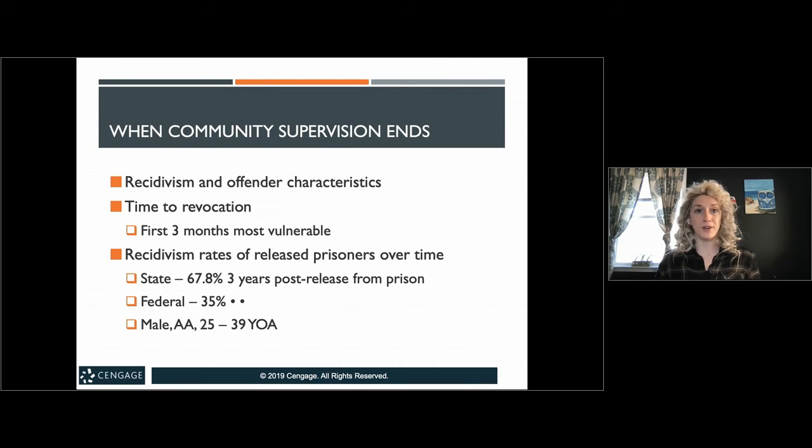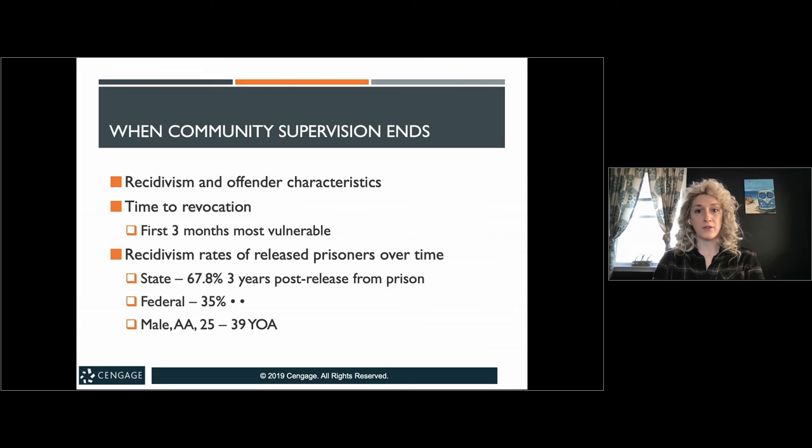All right, so what do we do when community supervision ends? So let's look at the recidivism and offender characteristics for offenders. Offenders who possess skills, who are high school graduates, who have completed treatment, have conventional ties, so they have family, maybe they attend religious services, who have positive social supports, are less likely to recidivate. Whereas young, unmarried offenders, those who have previous convictions and who lack emotional maturity are going to have higher failure rates and are going to recidivate more frequently.